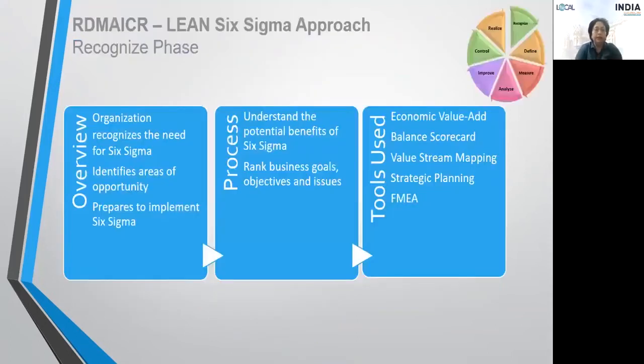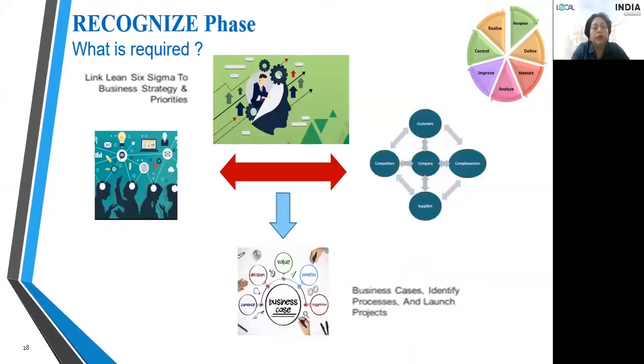So we see in the recognize phase, the organization recognizes the need for Six Sigma, identifies areas of opportunity, and prepares to implement Six Sigma. The processes used are to understand the potential benefits of Six Sigma, and rank business goals, objectives, and issues. So we have several tools which are used in each of the phases. In the recognize phase, we use the tools economic value add, balanced scorecard, value stream mapping, strategic planning, and FMEA. In the recognize phase, the question that is answered is what is required to be done.